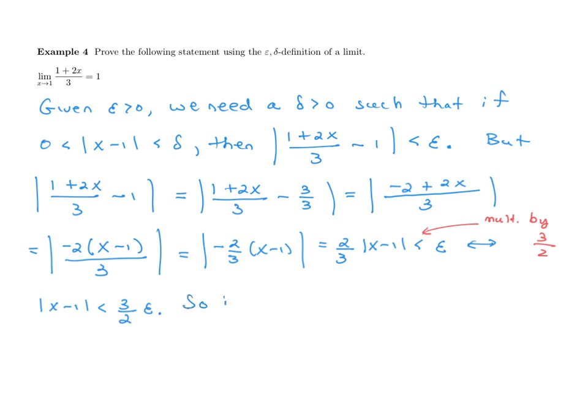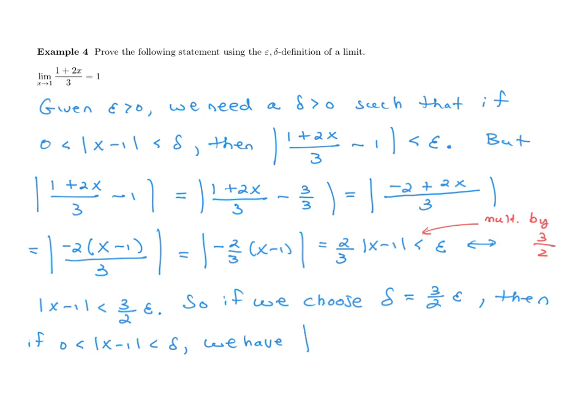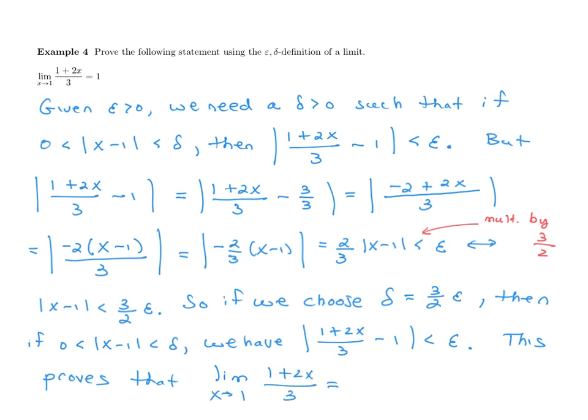So if we choose delta equal to 3/2 epsilon, then it must be that if 0 is less than |x minus 1| is less than delta, we have the absolute value of (1 plus 2x)/3 minus 1 is less than epsilon. This proves that the limit as x approaches 1 of (1 plus 2x)/3 is in fact equal to 1.